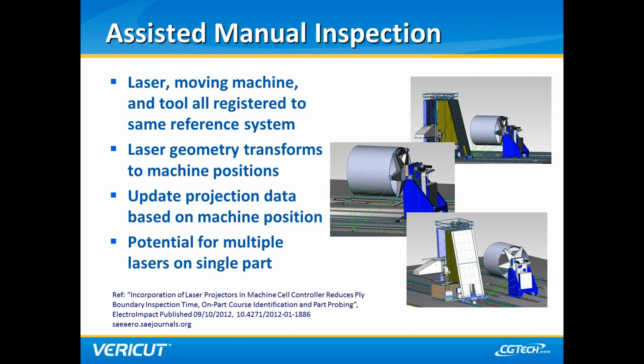As you're moving the part or the machine, you're able to get updates of where those features are, live and in real time, with that established system. You have the potential for multiple lasers on a single part. So if you have a large part, you're not relying on one laser to perform that projection along the same system. You can have multiple set up along an x-axis rail, or permanent locations mounted throughout the cell.